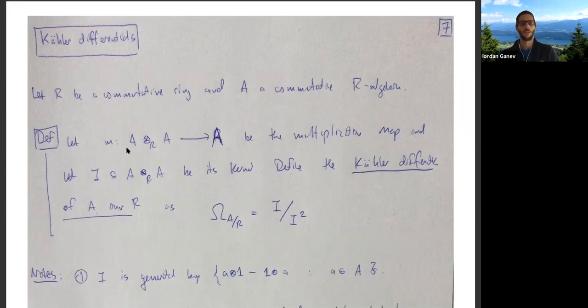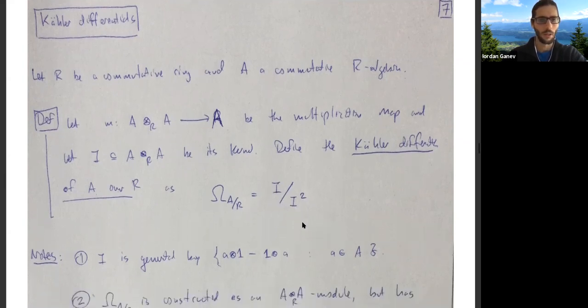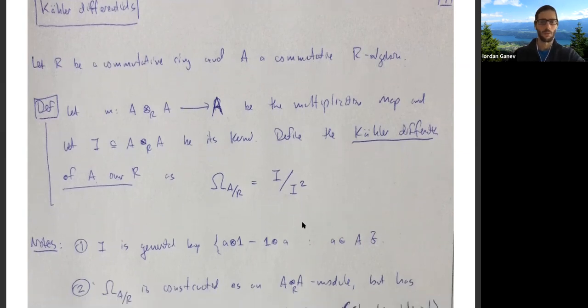Again, this is one definition, but there are various equivalent definitions. I'm just following Springer here. If we look at the multiplication map on A, A tensor A over R to A, it has a kernel, which is an ideal I, and we define the Kähler differentials of A over R as the quotient of this ideal by its square, I mod I squared. This maybe seems a bit bizarre, but we'll try to parse it and see why it's useful.